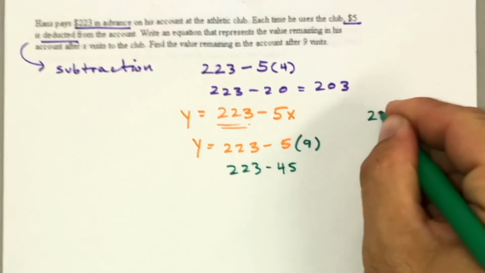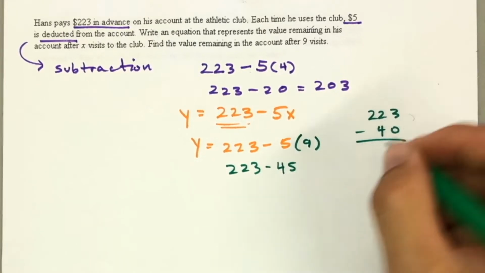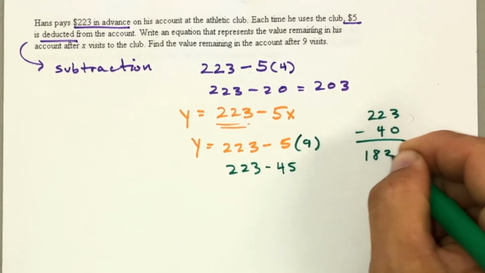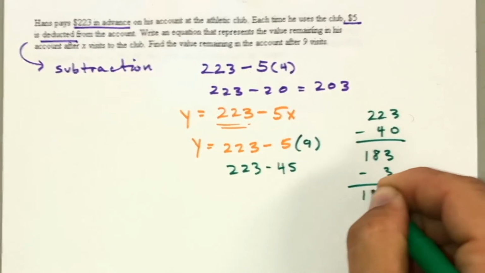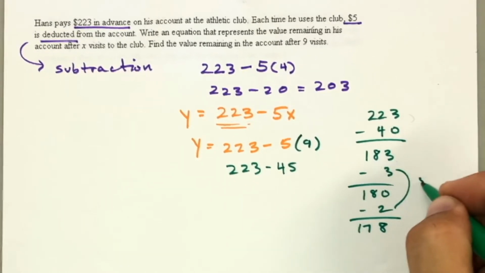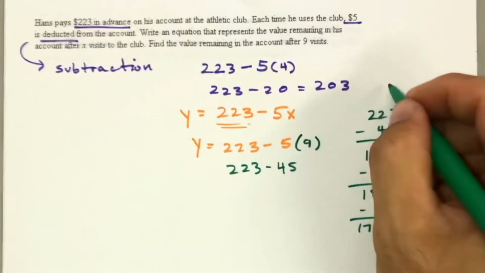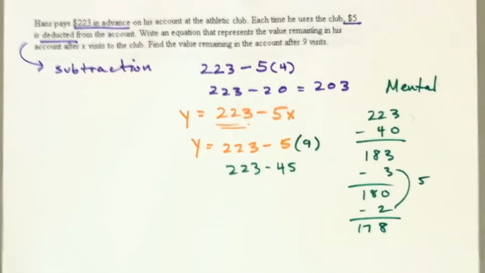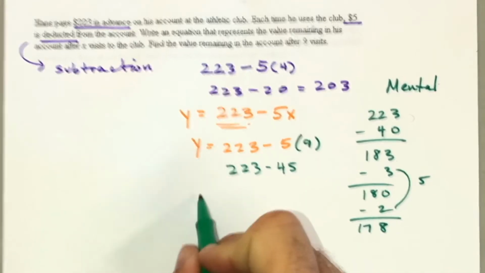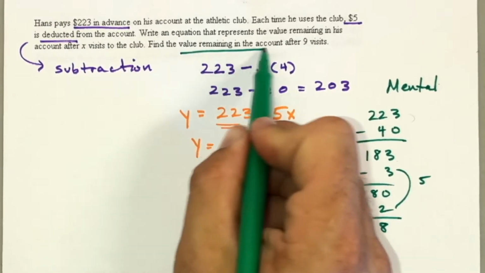And I'd like to show you how I go about subtracting this mentally. I'll subtract the 40 to get to 183. Then I'll subtract 3 to get to 180. And I'll subtract 2 to get to 178. I got that by splitting up that 5 into a 3 to get me to the 10's place with the 0, and then subtracting another 2. This is a good little mental math trick. And I end up with an output, remember y being our output, of 178. That would be the value remaining in the account, and that's essentially what I'm looking for.